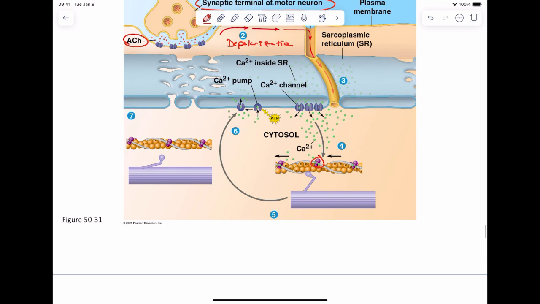The result is actin is going to be allowed to cross bridge with myosin. The moment they cross bridge, they're going to cause a power stroke, and that power stroke is going to be the muscle contraction. So they'll touch. So whenever you get actin plus myosin, we're going to get a power stroke.